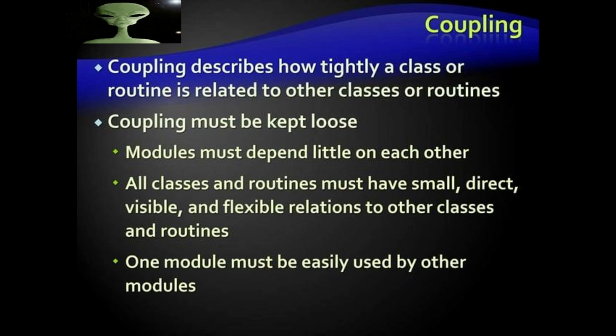Coupling describes how tightly a class or routine is related to other classes or routines. Coupling must be kept loose. Modules must depend little on each other. All classes and routines must have small, direct, visible, and flexible relations to other classes and routines. One module must be easily used by other modules. This pairs nicely with the concept of encapsulation.